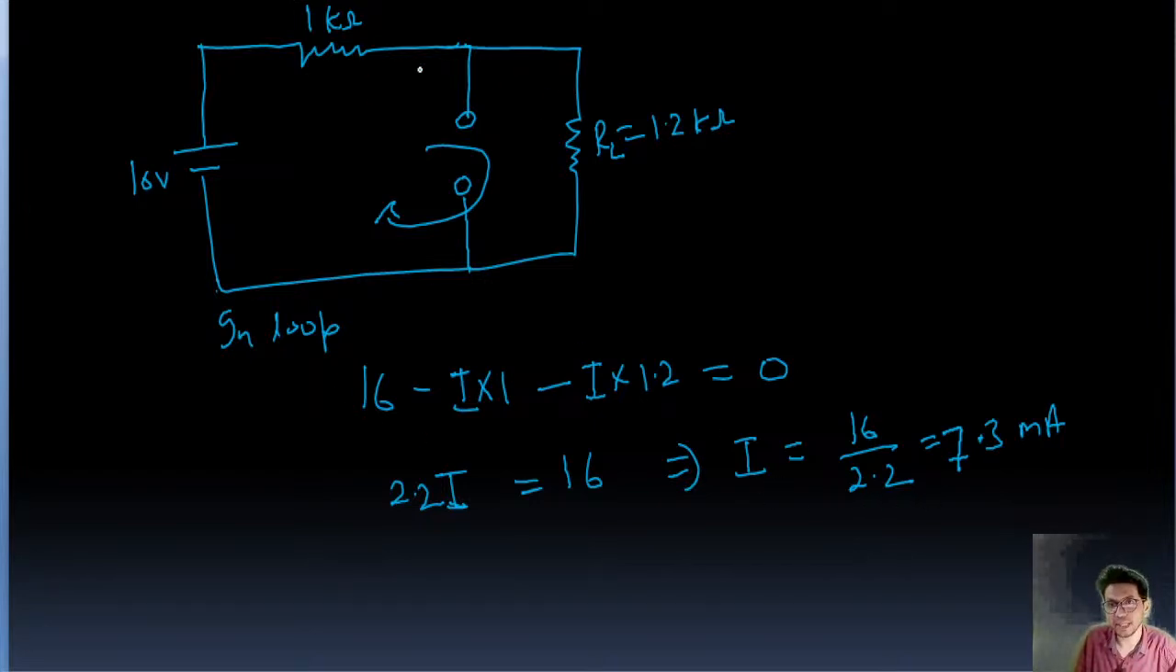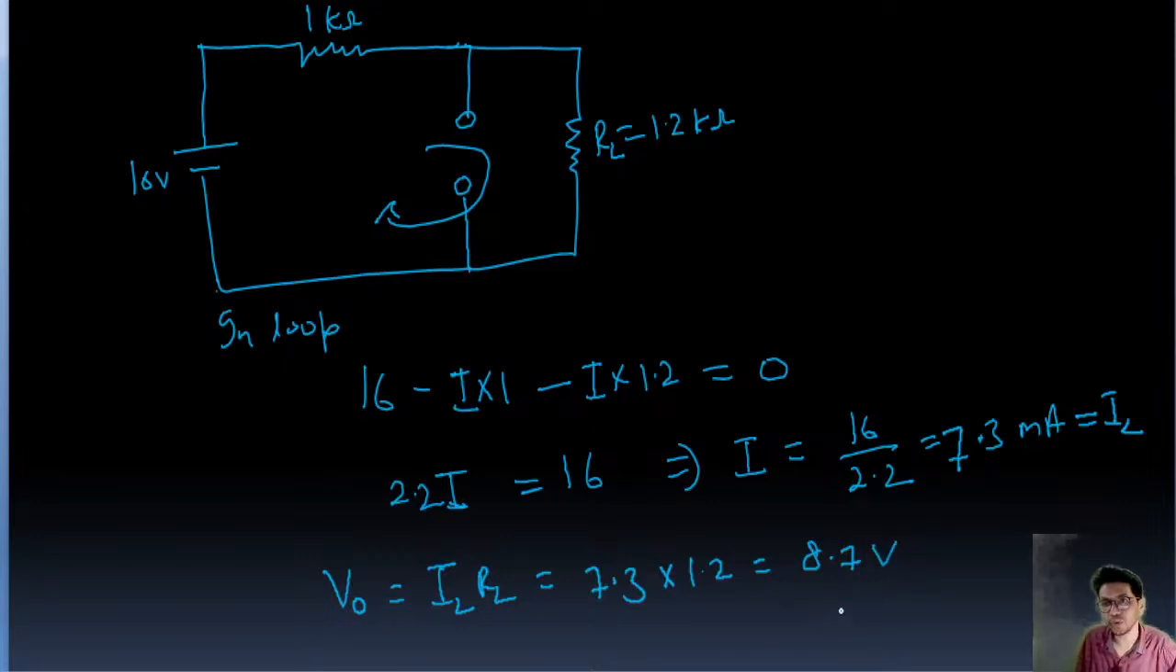I means IL, because this is open circuited, means current will be the same, right? I equal to IL you can write. So now V naught is going to be ILRL, right? So IL is 7.3 into 1.2, and this value is going to be 8.7 volt. Okay, 8.7 volt. Now you can check.